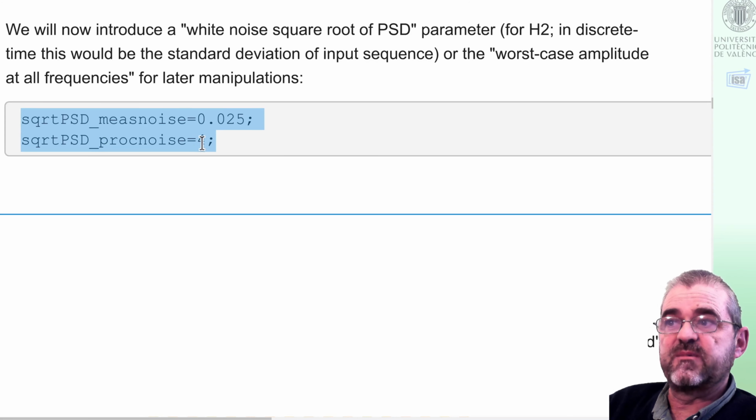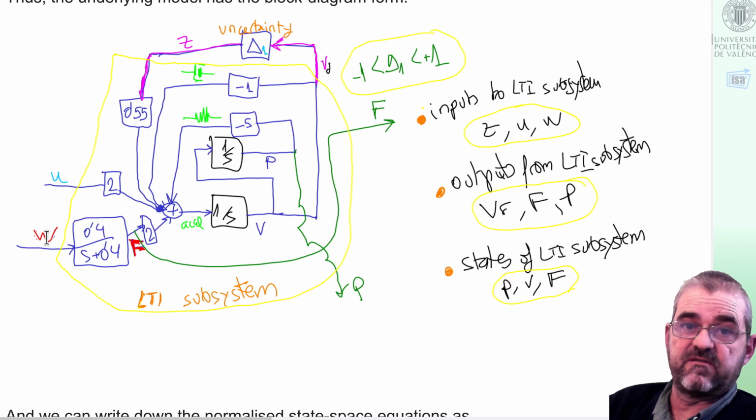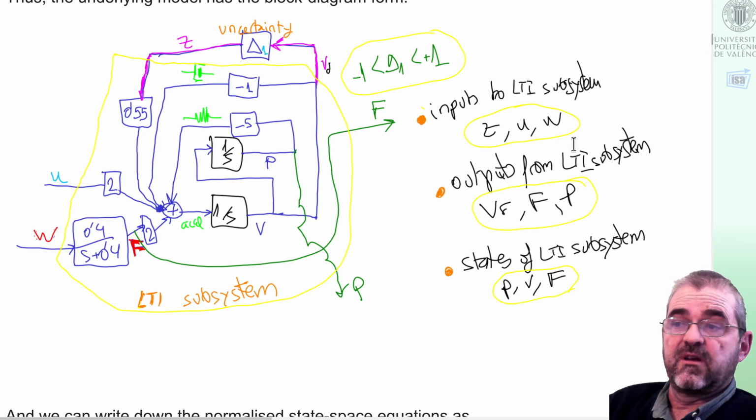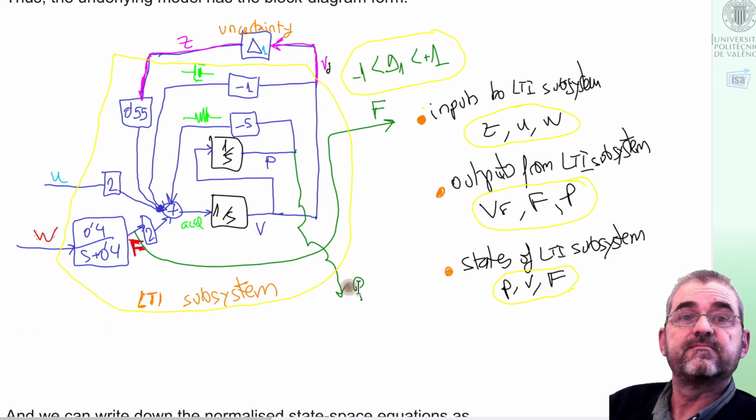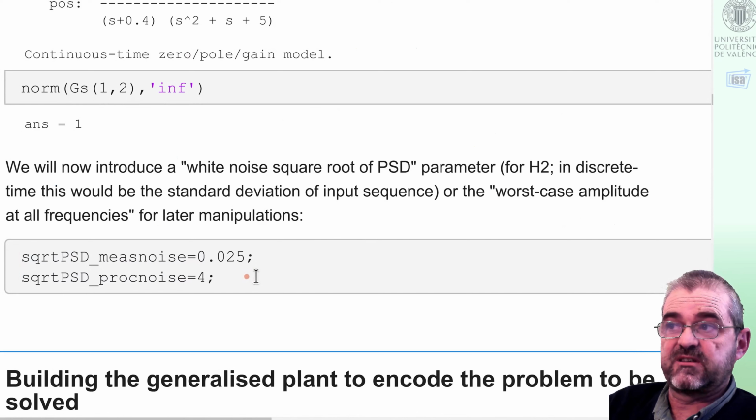This process noise parameter 4 will tell me that this W has 4 squared as the power spectral density constant at all frequencies, white noise, if I am doing H2 optimization, or that it has a worst case amplitude of 4 if I am doing H-infinity optimization. And then I will have some measurement noise that will corrupt my position measurement, and the worst case amplitude or square root of power spectral density will be 0.25. You can download the code and play with these numbers if so wished.